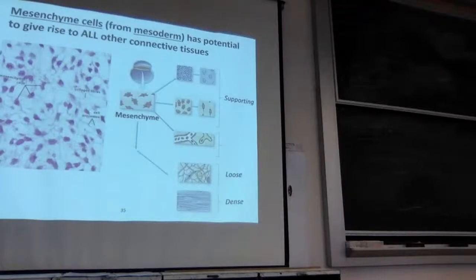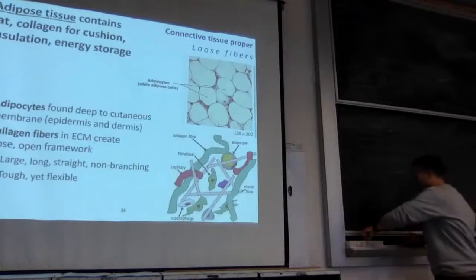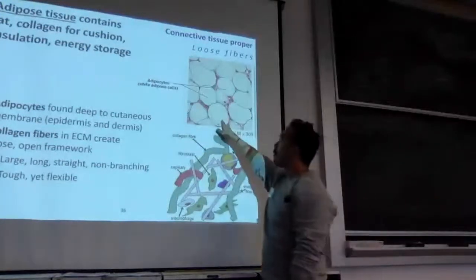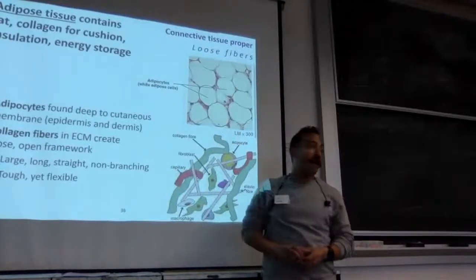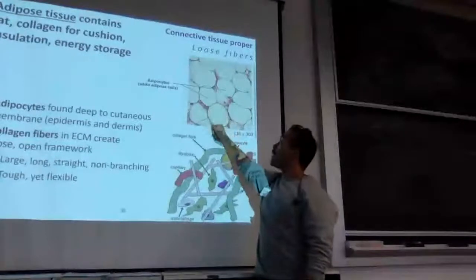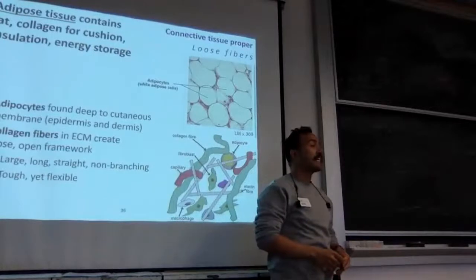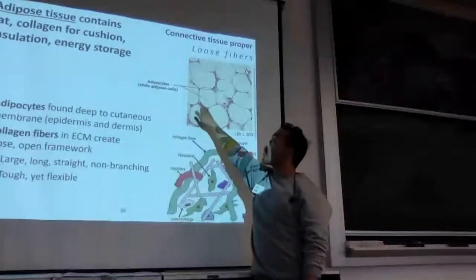Okay, let's go over connective tissue proper. Our first type that we're going over is adipose. Adipose is just a fancy way of saying fat. These cells store fat. They are very blob-like because most of this area is meant for fat storage. The nucleus is pushed off to the side.